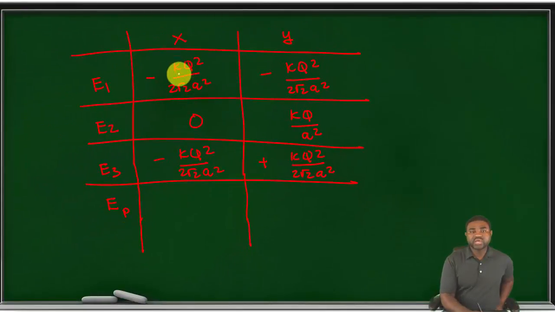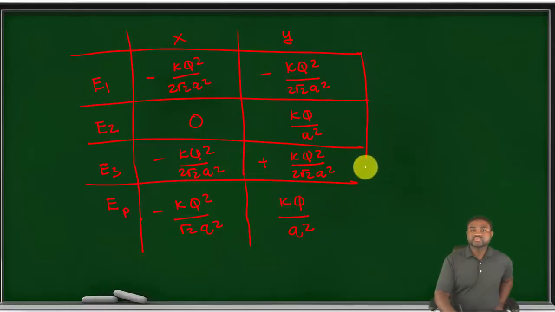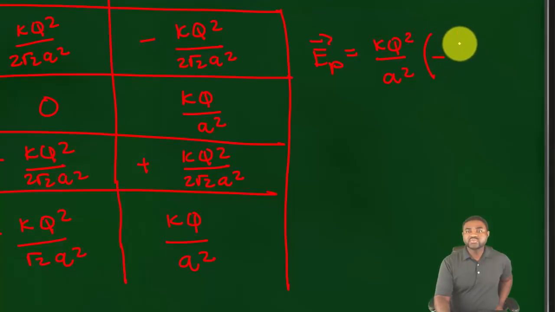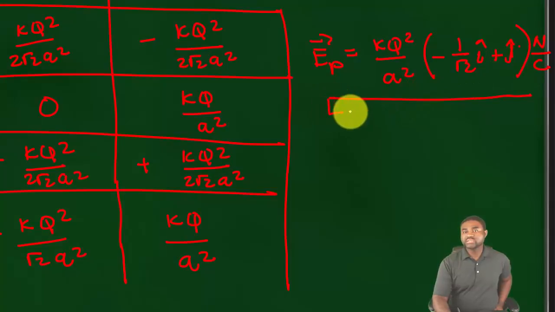Now, to get the electric field at point P, we're going to add this and we're going to add this. Clearly, this and this will give us negative kq squared divided by root 2 a squared, and this will give us kq divided by a squared. So this means that E sub P will be equal to kq squared over a squared, negative 1 over root 2 i plus 1 j, and that will be in newton per coulomb, and that will be our answer.